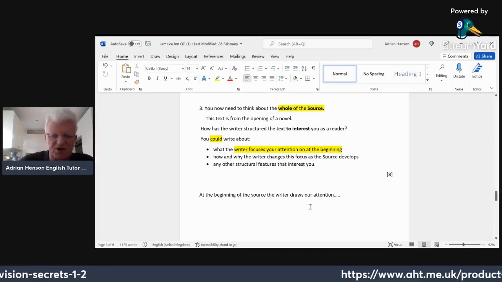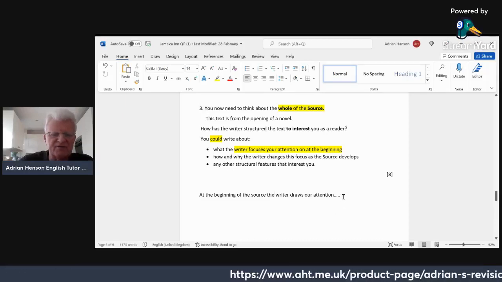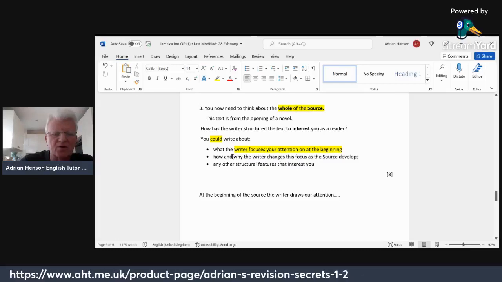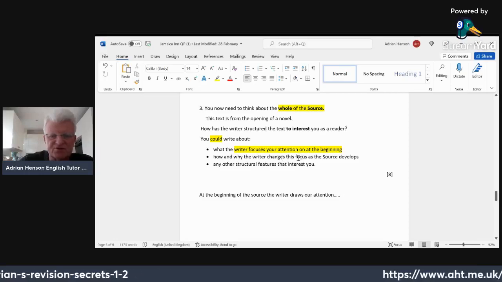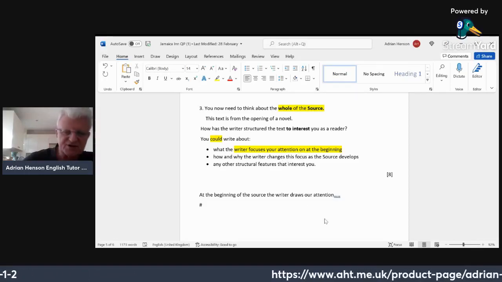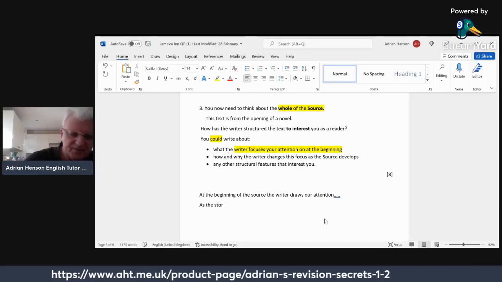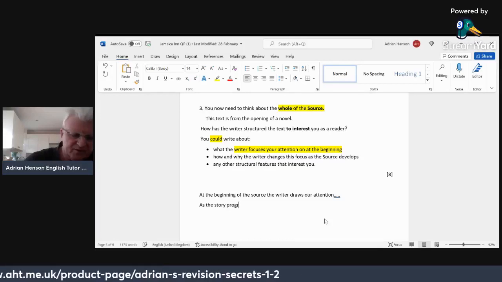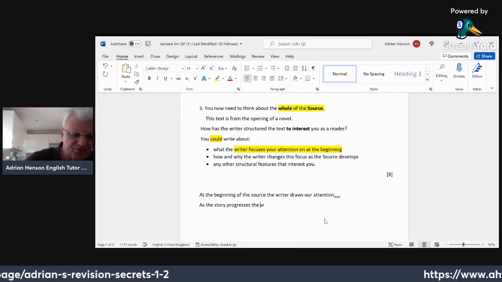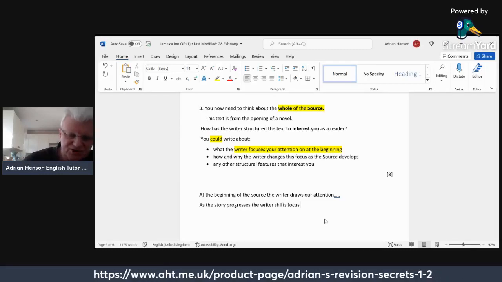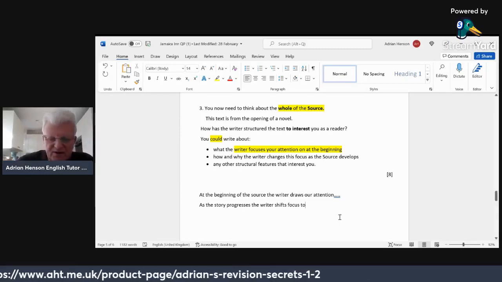So let's go back to the structure. We're going to get one paragraph and focus on the beginning of the source. Now, there's another thing that gives you an opportunity in the bullet points there. It says how and why the writer changes this focus as the source develops. So you could put a phrase like this: as the story progresses, the writer shifts focus to.